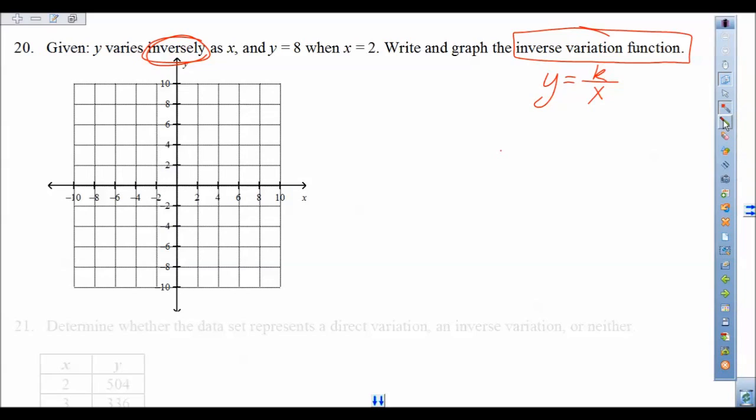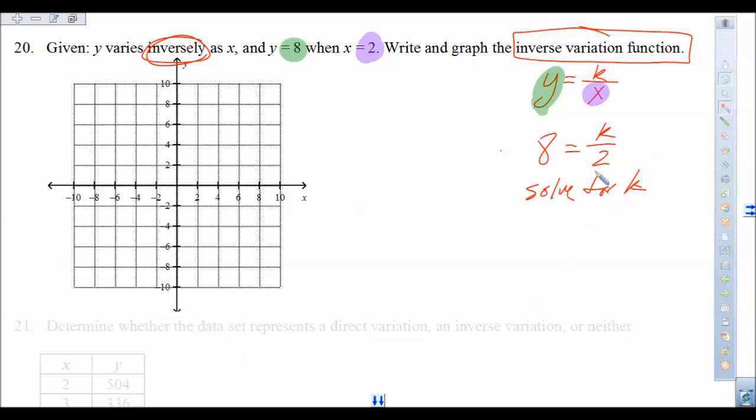So what they want you to do here is to take y, which is 8, and substitute. Second, take the 2 and substitute that in there for x. So we have 8 equals k over 2. Now solve for k. To solve for k, we multiply both sides by 2. So that makes k equal to 16. Now to write the function, y equals 16 over x. In other words, we write a function with x and y still in place, but then we put the k value that we just found in here.